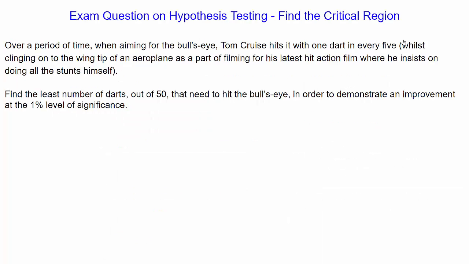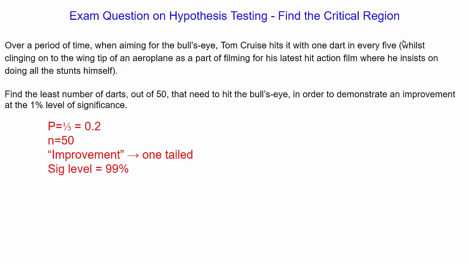Okay, this time it's hypothesis testing about finding the critical region. Can you have a go at this one, please? Read the question quite carefully, apart from the silly stuff about Tom Cruise. We've got the probability that he hits it with one dart is 1 dart in every 5, so probability equals 0.2. He is going to throw 50 darts, so n is equal to 50. We're looking for an improvement, so therefore we're looking for one tail.